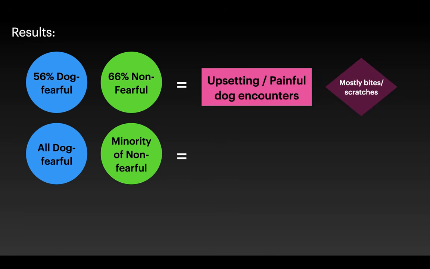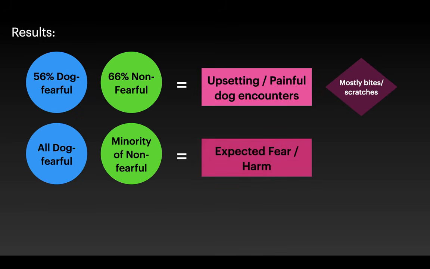All of the dog fearful people and only a small minority of the non-fearful people expected fear of harm. So this is the big difference. People who are afraid of dogs expect fear of harm. That means the dog hasn't actually bitten or harmed them, but the expectation that something bad is going to happen is affecting all the dog fearful people, whereas for the non-fearful people, only a small minority have this expectation.